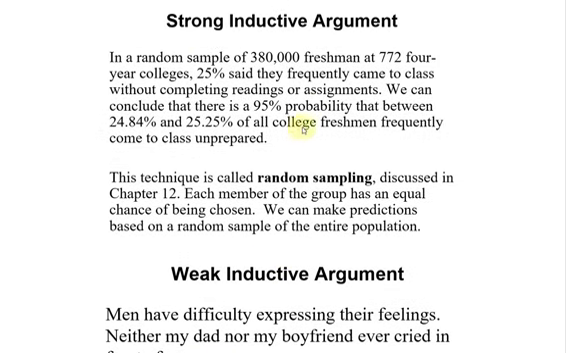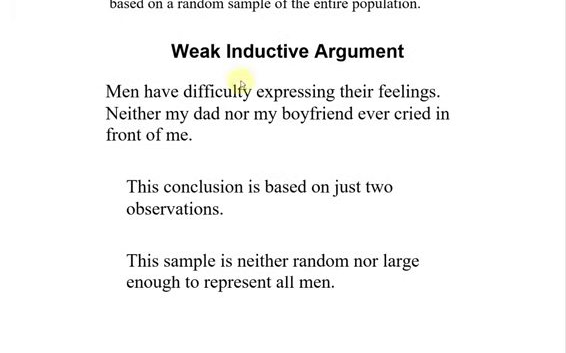Compared to the last example, where we have a lot of people and make the conclusion from a large amount of data, a large number of observations, in this case there are only two observations. It's very weak in this case. So make sure the sample is random and has a large population in order for you to make a strong conclusion.